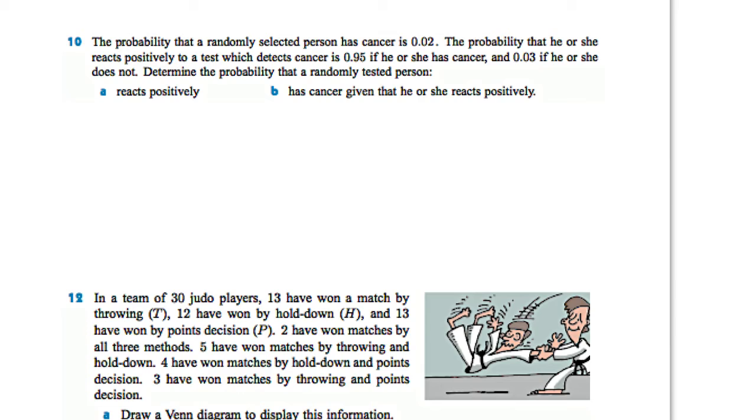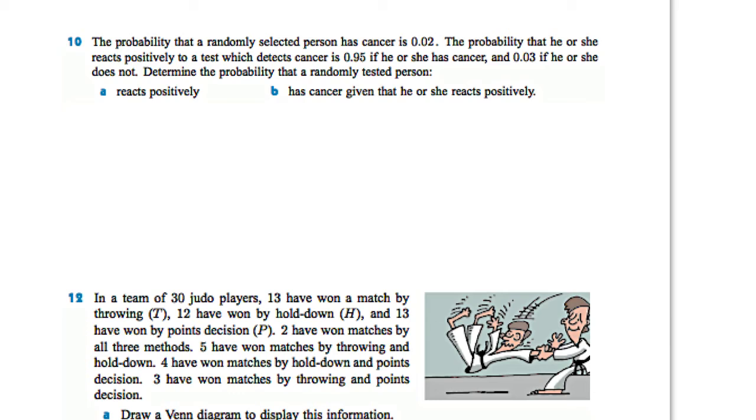Okay, so the 2 more examples. The probability that a randomly selected person has cancer is 0.07. The probability he or she reacts positively to a test, which detects this cancer, is 0.95 if she has it, and 0.03 if she doesn't. Determine the probability a randomly tested person reacts positively.